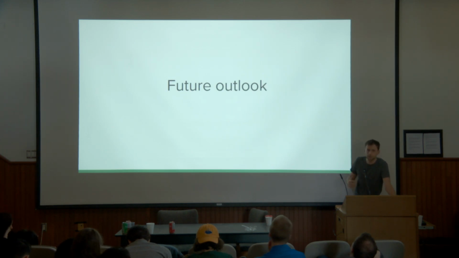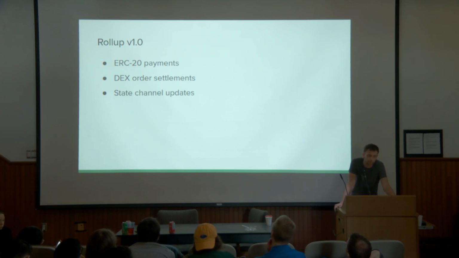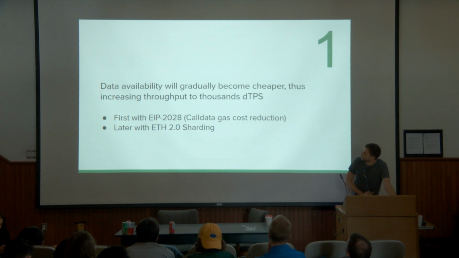As you can see, we're very, very early with rollups. It's what we currently can do. Probably this year, we'll be able to deploy something very simple like ERC20 token transfers, maybe DEX order settlements, maybe some variation of state channel updates or state channel finalization. But at the moment, we need some improvements. But I want to make a few predictions to sound more optimistic.